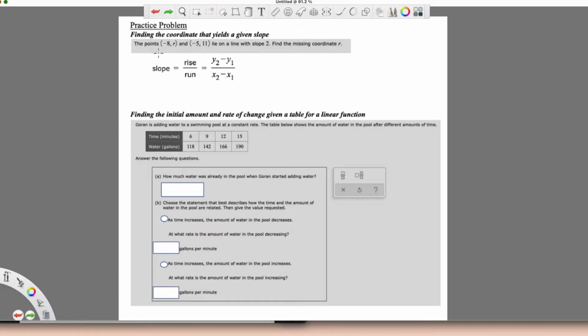So we have the points -8 and r, so I'm missing a coordinate there, and -5 and 11. And they lie on a line with slope 2. So I know it has a positive slope of 2. And what that means is it's going up by 2 and to the right by 1. So it's going 1, 2, 1, 1, 2, 1. And I'm not doing that very nicely, but that's the idea there, okay? So I know that this equals 2. So slope is actually 2, and then one of my coordinates is missing.